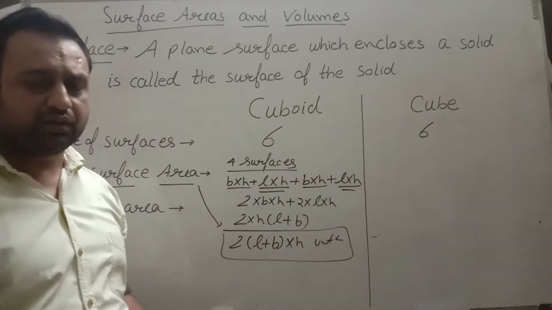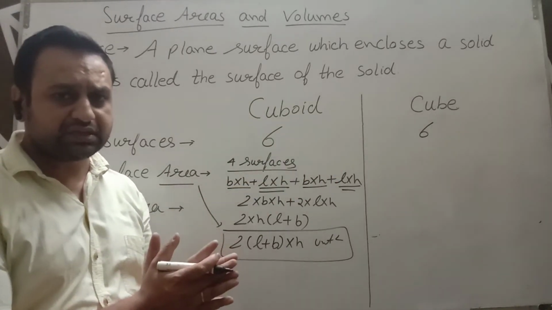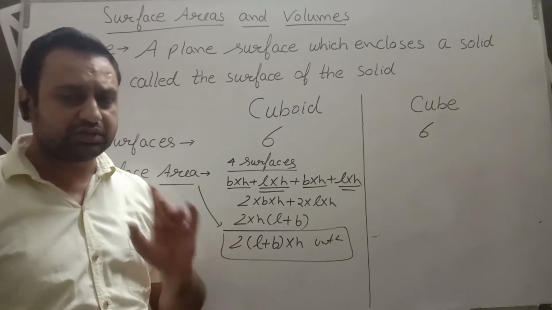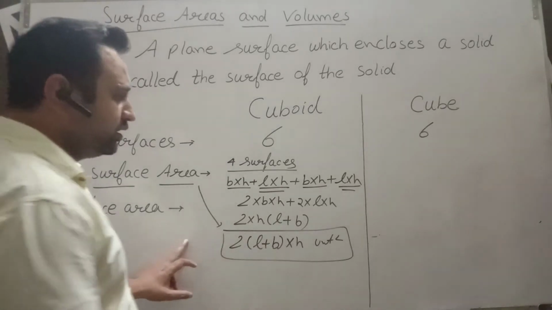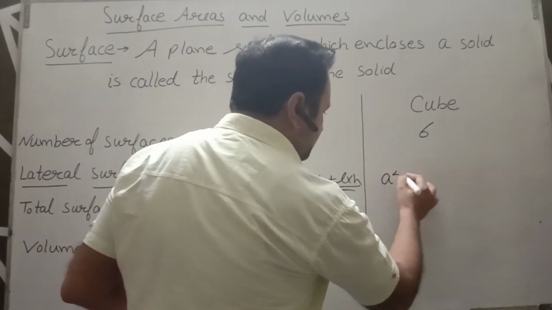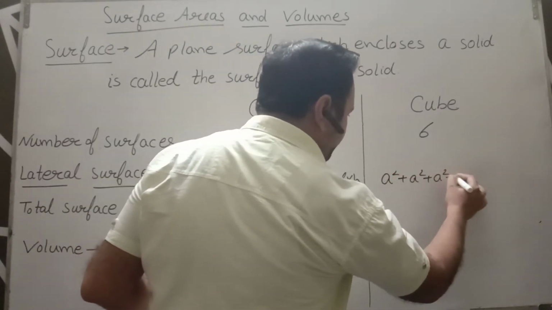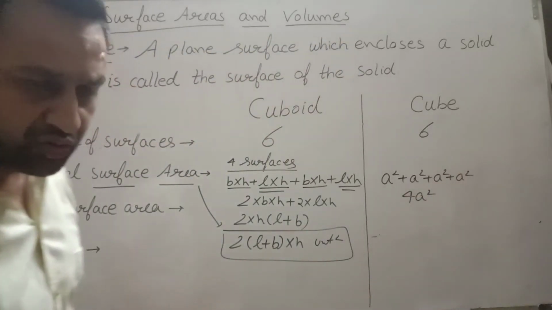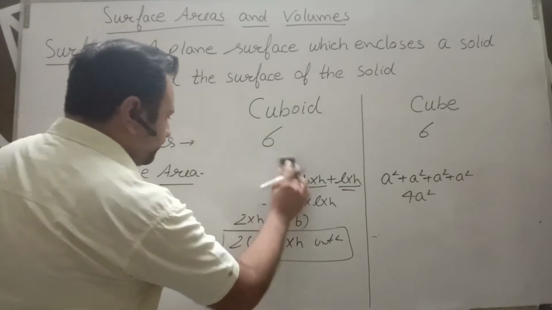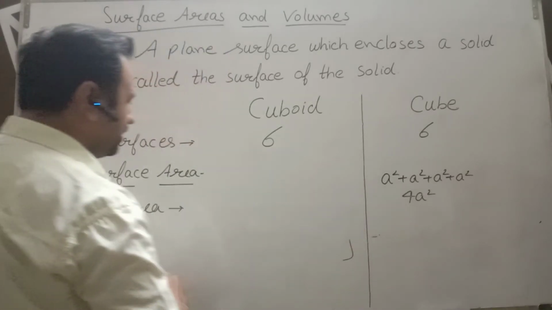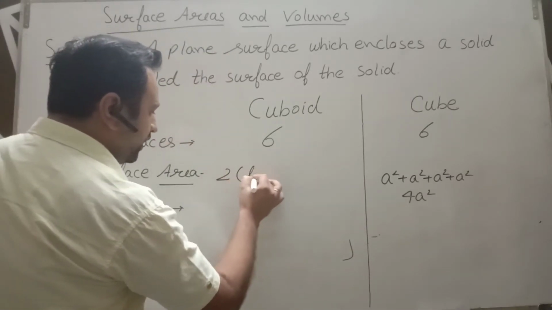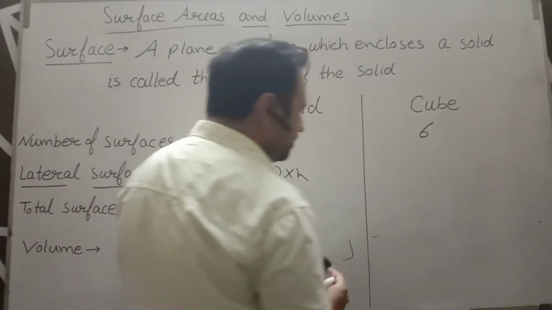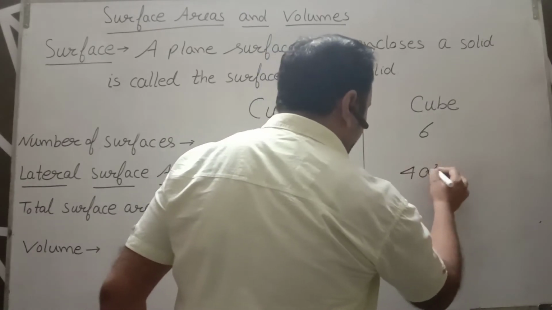Similarly, in a cube 4 surfaces are considered, and the area of each surface is a square because the shape is square. So a square plus a square plus a square plus a square, it means 4a square. So we can say that the formula of lateral surface area of a cuboid is 2 into L plus B into height, and for the cube it is 4a square.